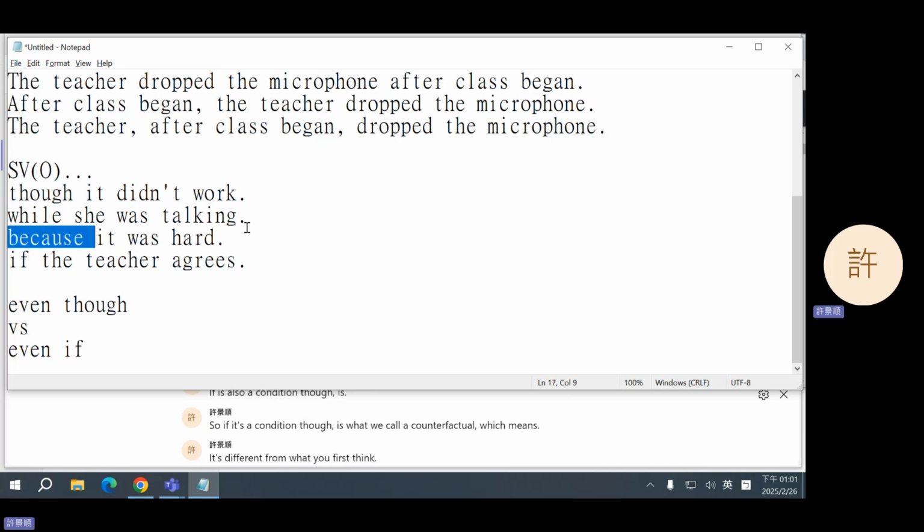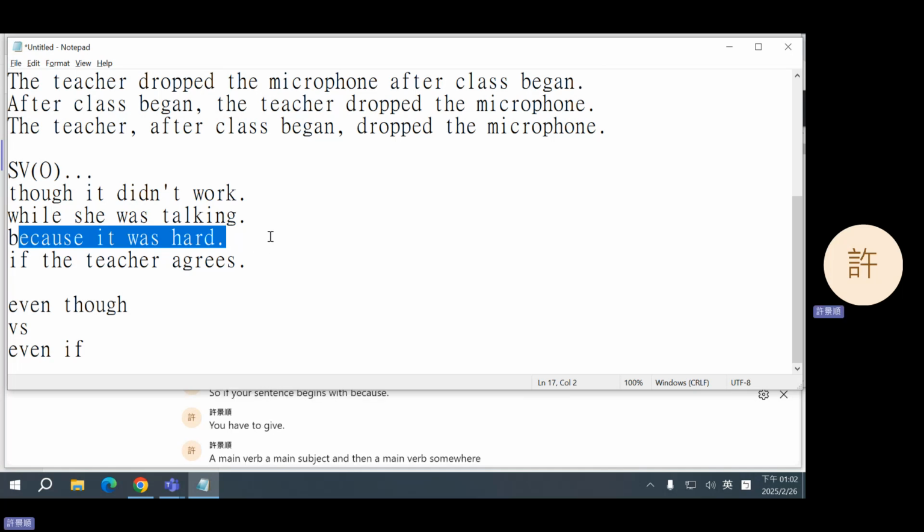And then the one I want to emphasize is because, especially for Chinese speakers, a lot of you think of the word because as part of a complete sentence. And it's not. Because is a reason, right? This is not a complete sentence. This is one reason. So if your sentence begins with because, you have to give a main subject, and then a main verb somewhere later in your sentence.